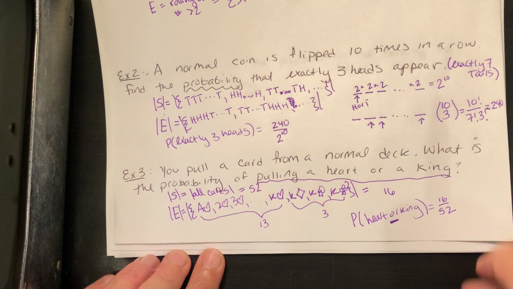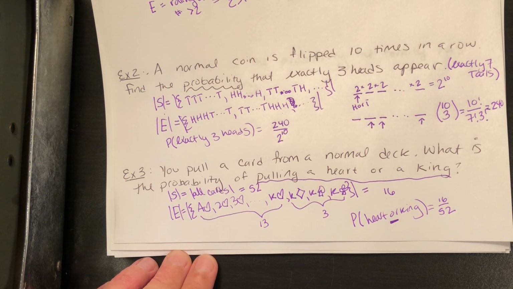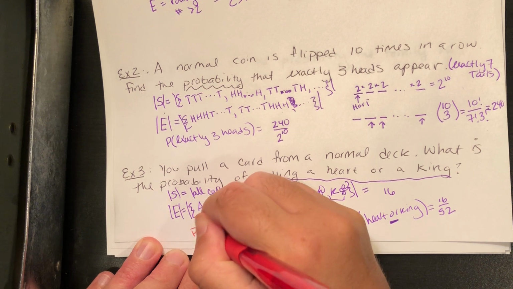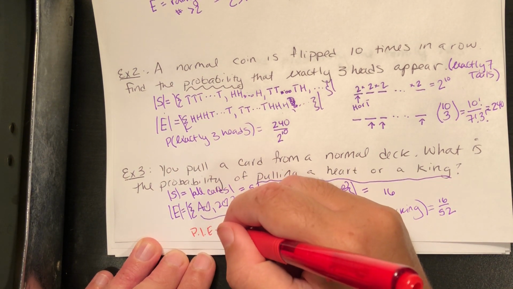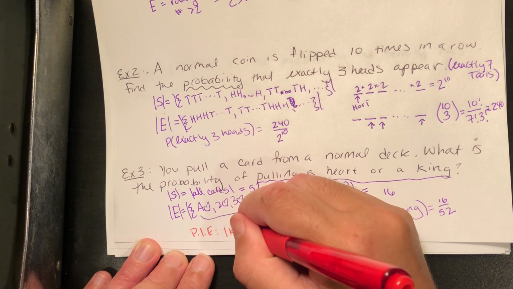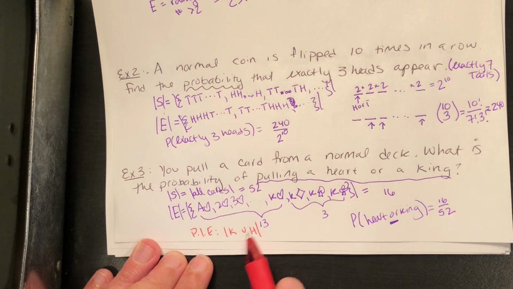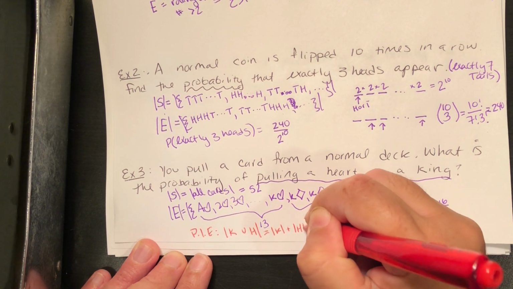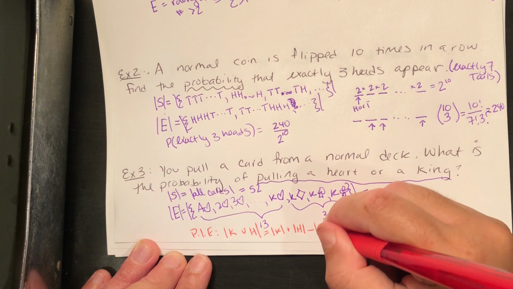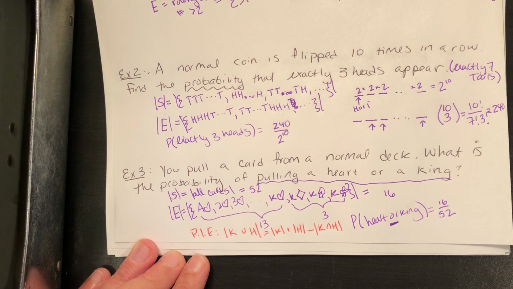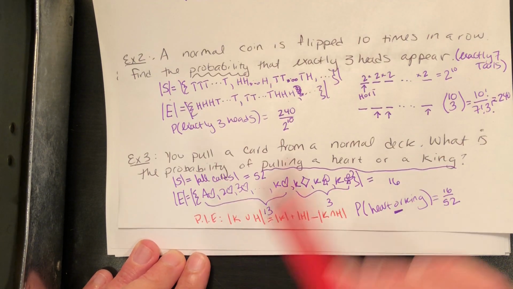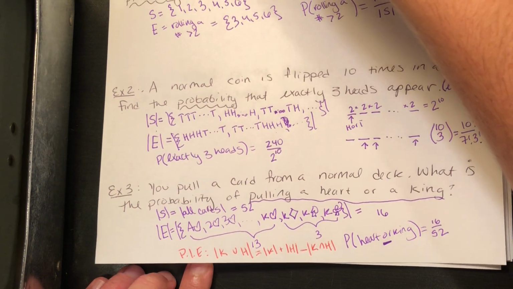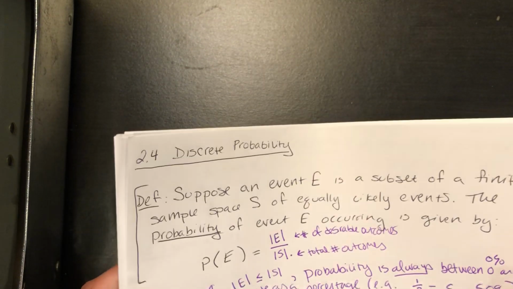I'm running out of space here, but let me add a note at the bottom. The principle of inclusion-exclusion would tell us that if we wanted to count the number of cards that were either kings or hearts, so that union symbol means or, we could count the number of kings, then count the number of hearts, and then subtract the cards that were both kings and hearts, because we double counted the ones that fell into both of these sets. To account for that double counting, we subtract. The principle of inclusion-exclusion is going to lead us to a way of finding the probability that one event happens or another event happens.